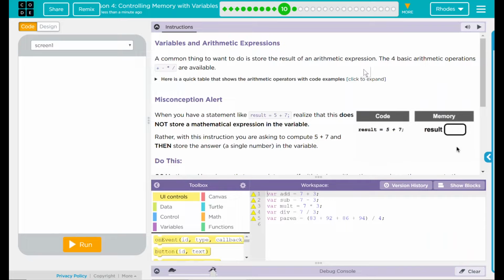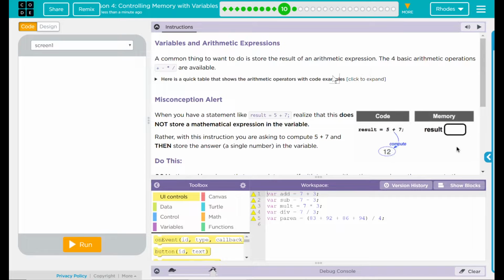Number 6, variables and arithmetic expressions. A common thing to want to do is to store the results of an arithmetic expression. And arithmetic is just a fancy way of saying math. The 4 basic arithmetic operations are addition, subtraction, multiplication, and division. And they're all available here.